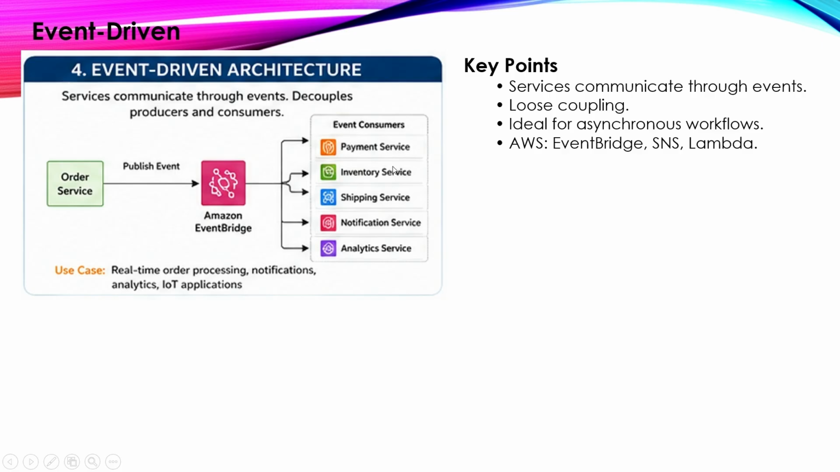They also receive the input event, which is a JSON payload. This way, when some operation happens, real-time order processing, notification, analytics, and other things happen. Services communicate through events and are decoupled between producer and consumer. So the key points here are: services communicate through events, loosely coupled, ideal for asynchronous workflows. This is one of the best patterns where you are able to scale your application well in microservice architecture.